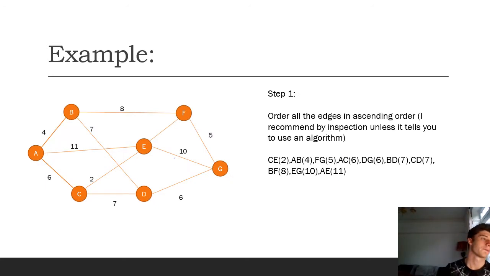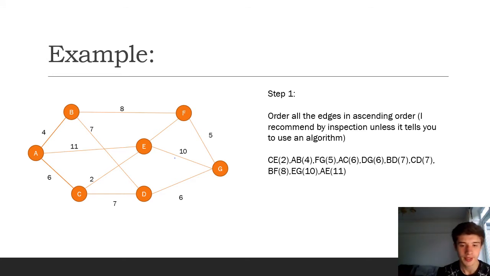So step one, put all the edges in ascending order. I've done that already here. I would not recommend using the quick sort or the bubble sort algorithm. Do it by inspection unless you're told otherwise, of course, by the question. It's faster to do it by hand, even if it's a big graph. You can get bigger graphs than this, and I'd still tell you it's best to do it by inspection. This is one of the reasons why Kruskal is not a very good minimum spanning tree algorithm. We'll look at Prim's next time.